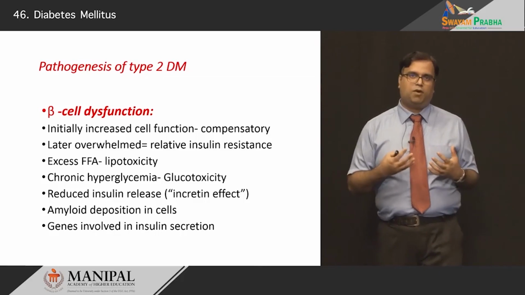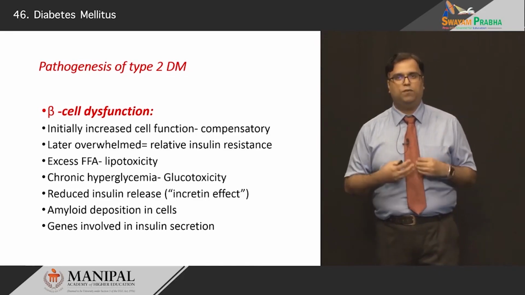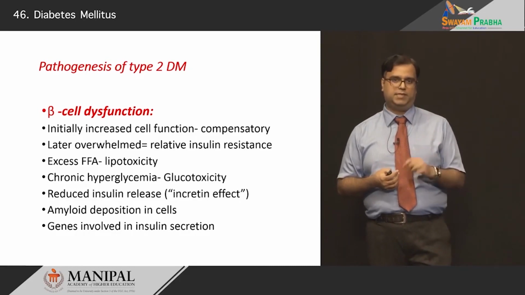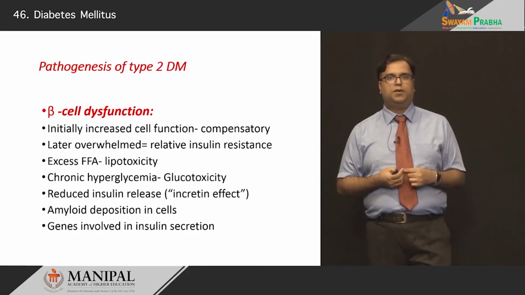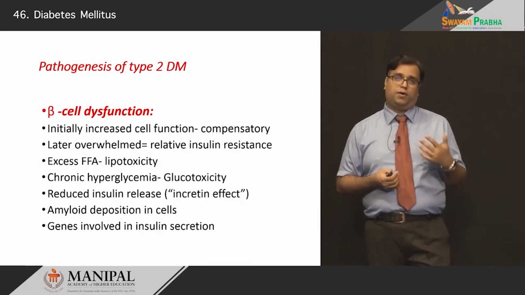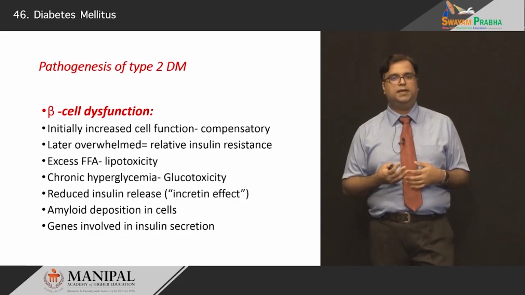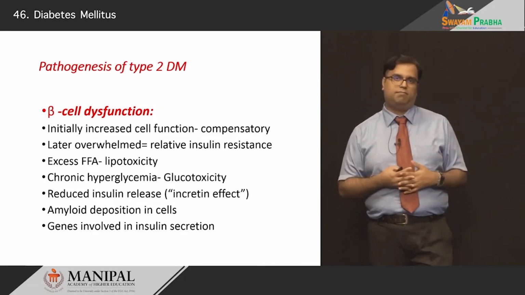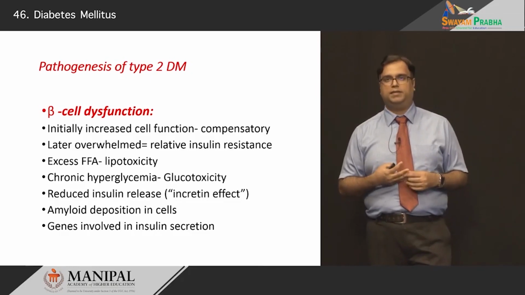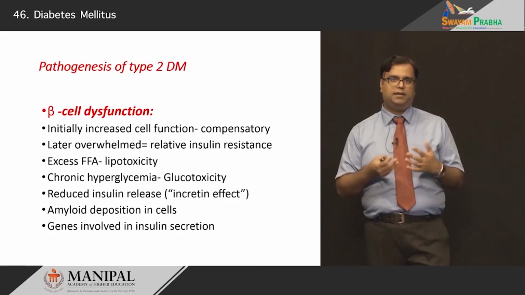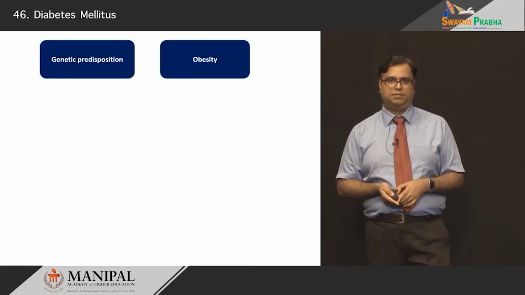Over a period of time, this compensatory mechanism is deranged or overwhelmed, resulting in a relative insulin resistance, not absolute but relative. There are other co-contributors like excess free fatty acids, which results in lipotoxicity. You can get chronic hyperglycemia, which is glucotoxicity. Amyloid deposition over a long period of time gets deposited in, let's say, the muscle or maybe the kidney. And sometimes there are derangements in the genes involved in insulin secretion itself. All these underlie your beta cell dysfunction.